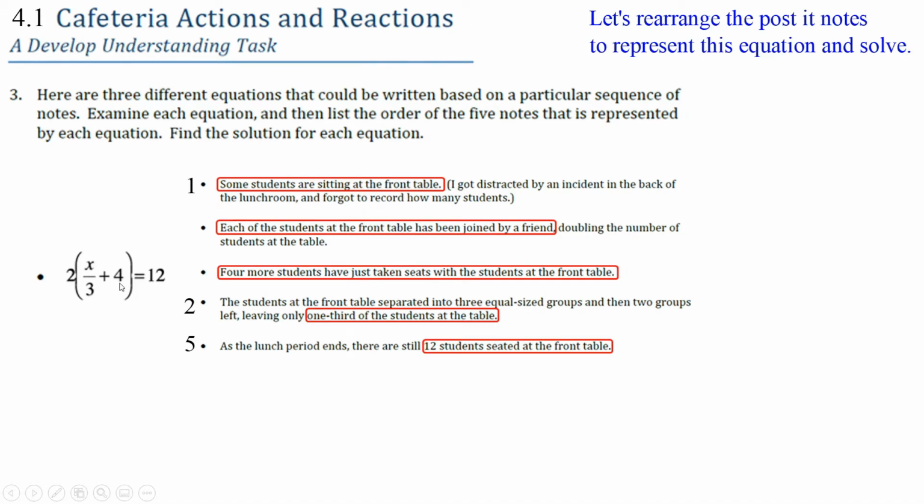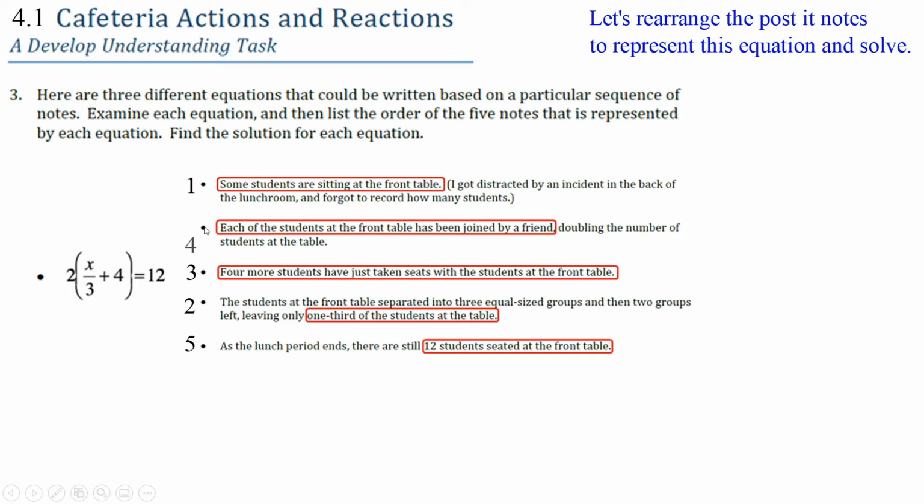Order of operations here. So what bullet is that? 4 more students have just taken seats with the students at the front table. So that's now my third bullet, which means the fourth bullet would have to be this one, but let's make sure. Each of the students at the front table has been joined by a friend, doubling the number of students at the table. So we're multiplying all that by 2.